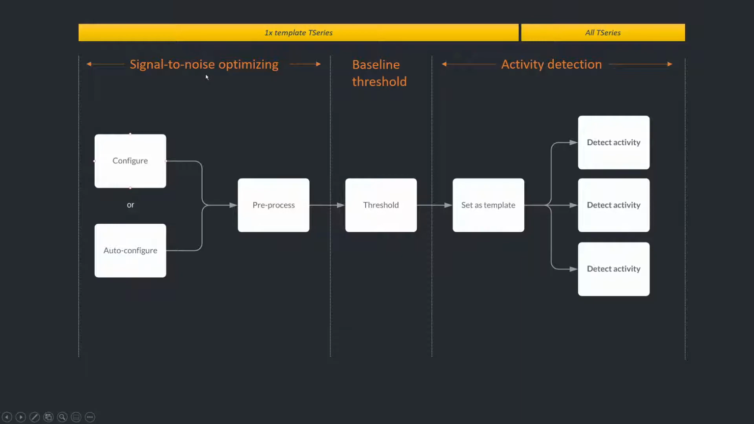There are three steps involved in this algorithm. The first is signal-to-noise optimizing. Then the second is setting a threshold over which the signal is counted as activity, and this is a manual step. And then finally, we will apply the template processing.